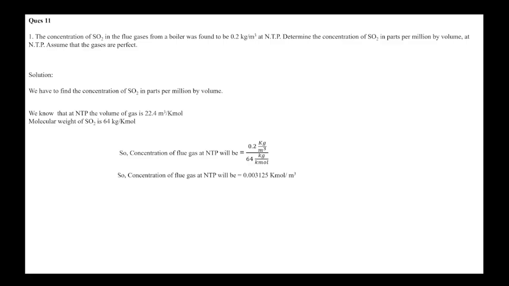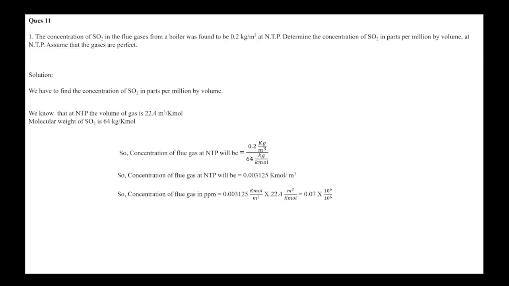Now we want to convert it into parts per million. So we have to make this concentration unitless. We know that at NTP the volume of gas is 22.4 meter cube per kilomole. So multiply 0.003125 kilomole per meter cube with 22.4 meter cube per kilomole. See, meter cube will cancel out, kilomole will cancel out. In this step we have multiplied and divided 0.07 with 10 to the power 6. We have multiplied 10 to the power 6 and we have divided 10 to the power 6. We know that 10 to the power 6 is million.